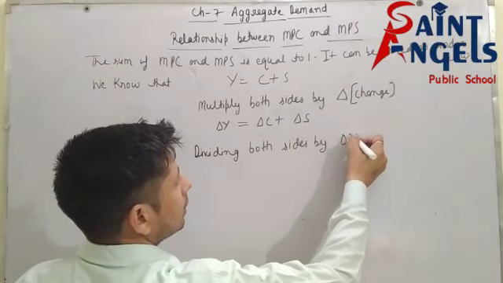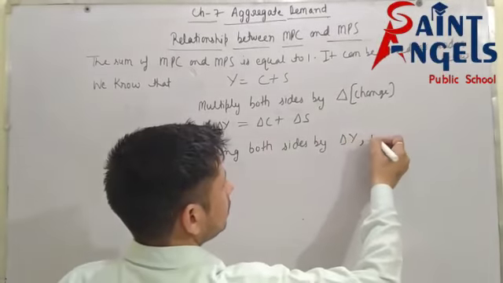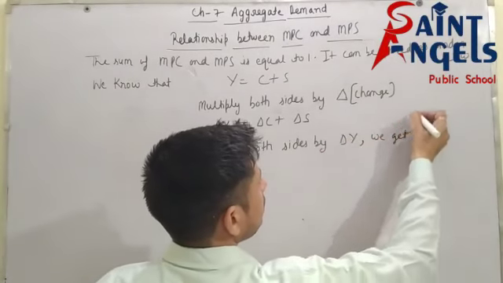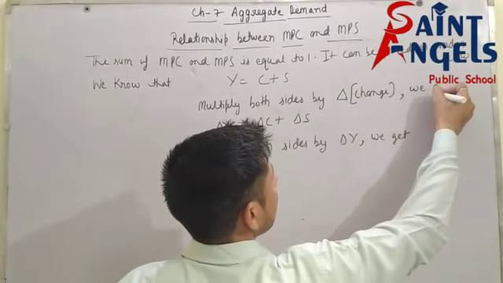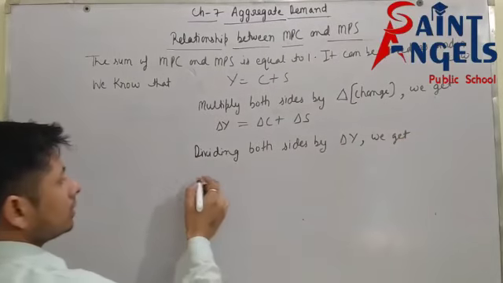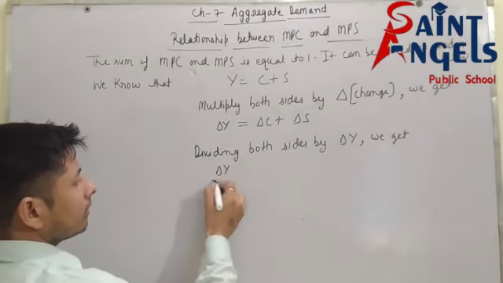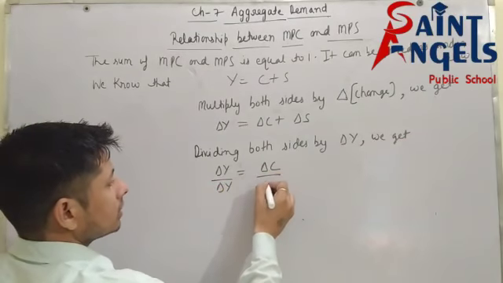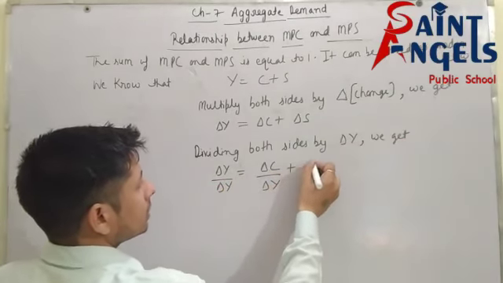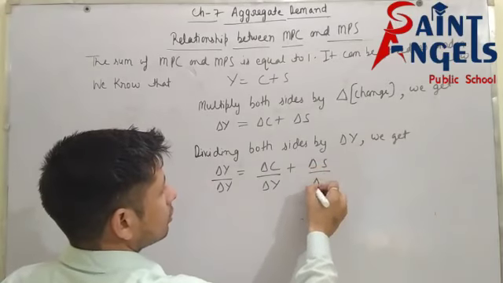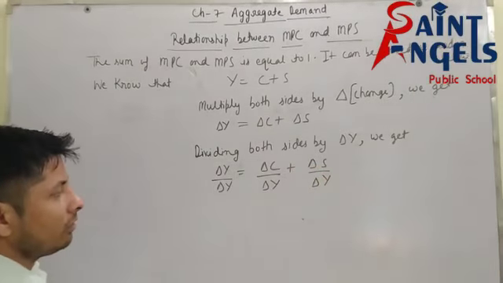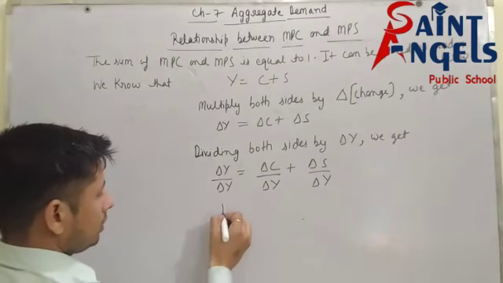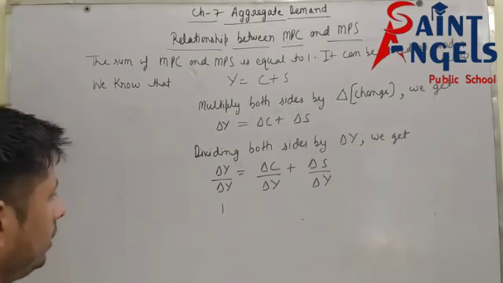By delta y, we get delta y divided by delta y is equal to delta c divided by delta y plus delta s divided by delta y. Now this is equal to 1.